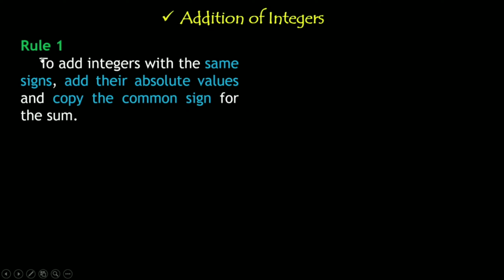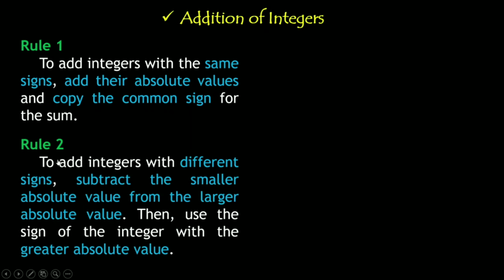Masasabi natin na medyo may kahirapan na intindihin yung rules sa adding and subtracting integers at marami din sa mga students yung nalilito sa part na ito. So let's start with the addition of integers. Ano nga ba yung rules sa pag-a-add ng mga integers? Ang rule number 1 po natin states that to add integers with the same signs, we add their absolute values and we copy the common sign for the sum.